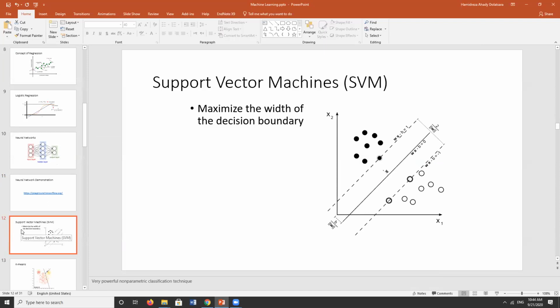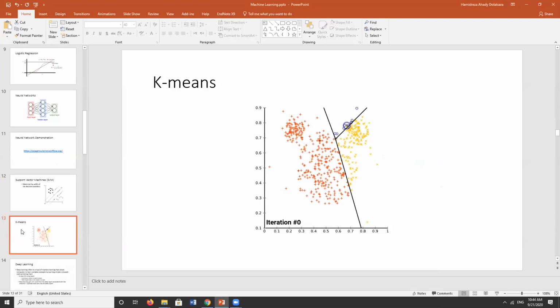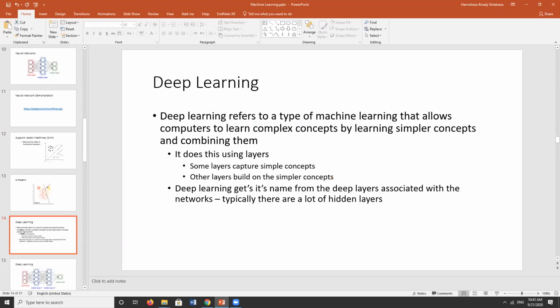Another famous algorithm is support vector machine. As a two-dimensional example, you have some black and white circles. It just tries to find a border between these two groups to classify them correctly. Another one is k-means that you use for clustering. As you see, we have three clusters of red, yellow, and white. It just tries to find the border that categorizes them correctly.